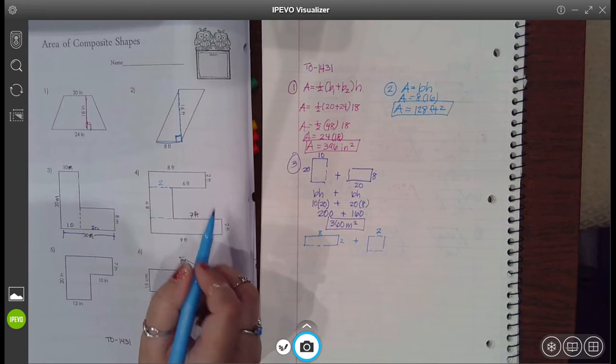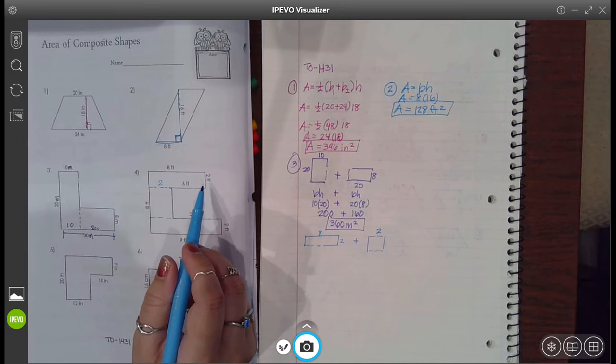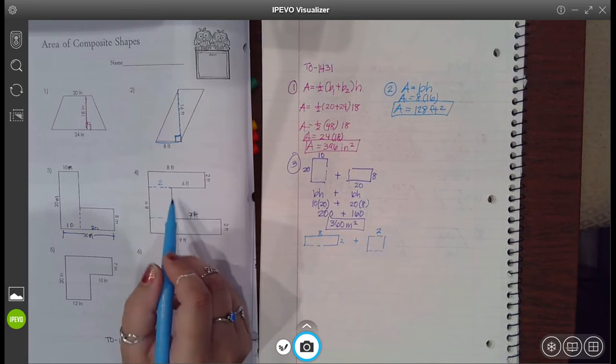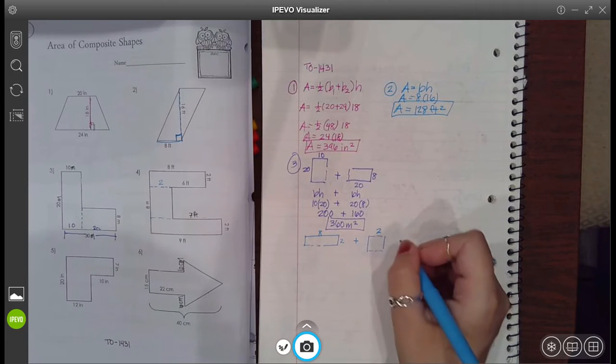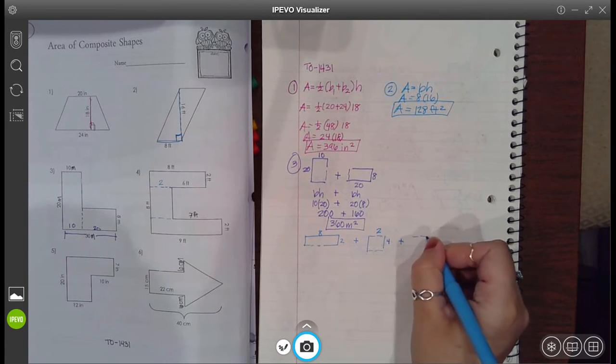But from here to here is 2, and from here to here is 2. So 2 and 2 make 4, which means 8 plus 4 plus what is this remaining piece? So that must be 4. Okay, and then finally we have the bottom one.